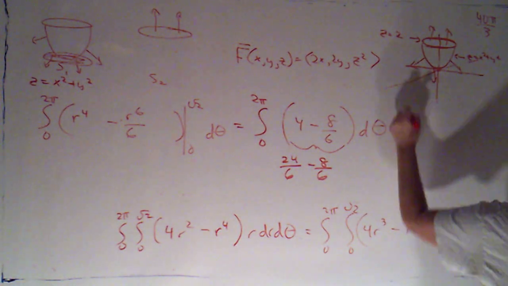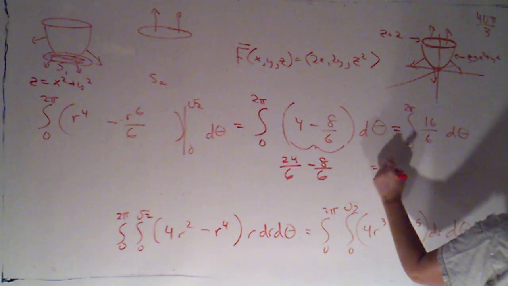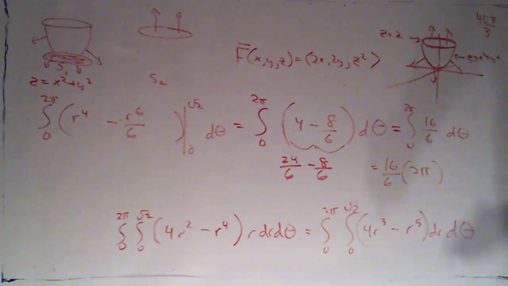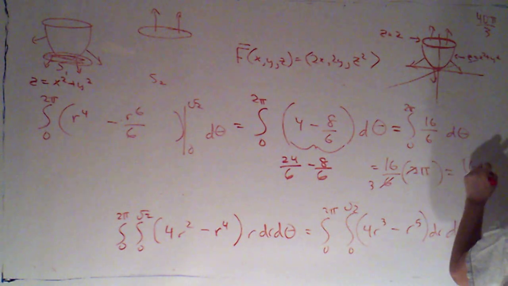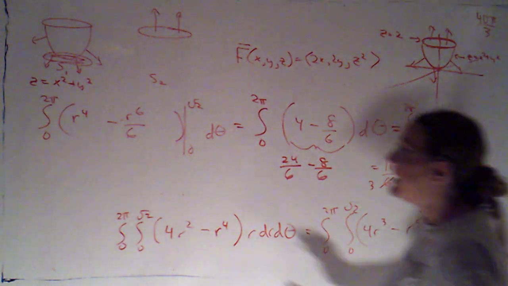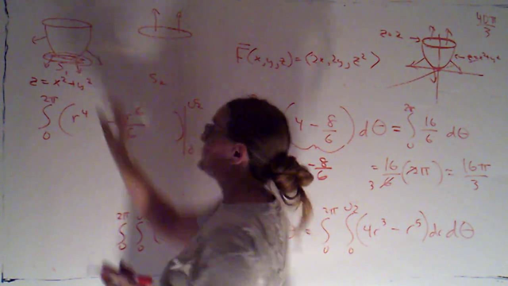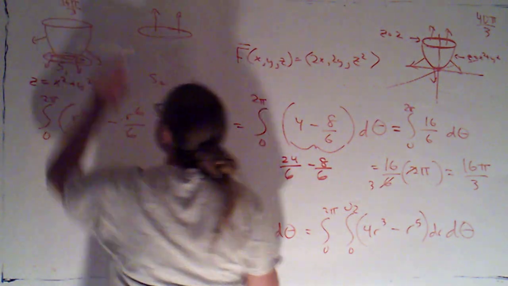So we're integrating from 0 to 2 pi, 16/6 d theta, and of course that gives me 16/6 times 2 pi. Let's do a little bit of reducing. That's going to become a 3, so I'm getting 16 pi over 3. Now, that's not my final answer, but it's not supposed to be, because that was just the integral that I got over this first part of the boundary surface. So I'm just going to write in that I got 16 pi over 3 here.